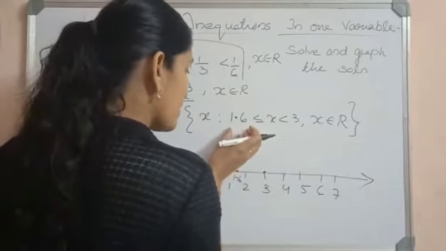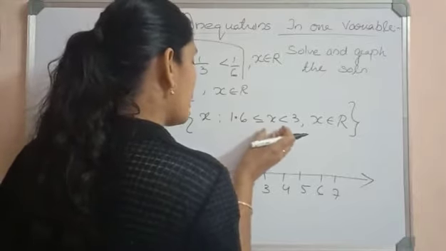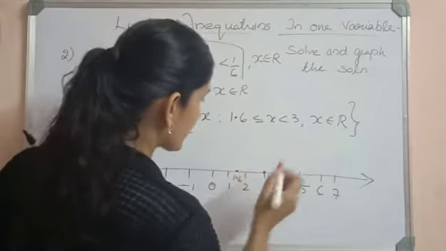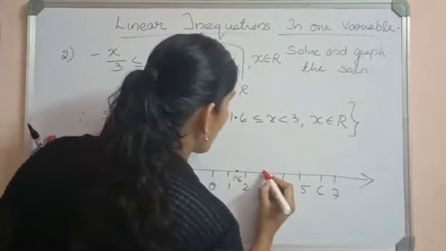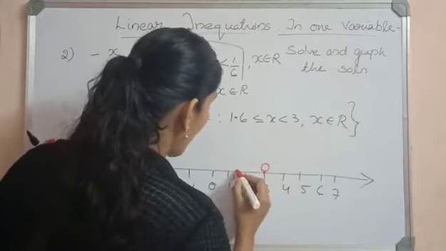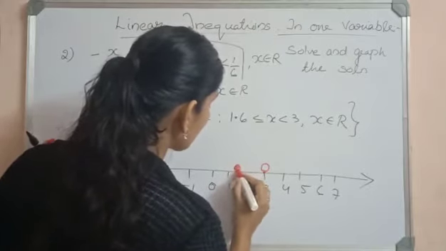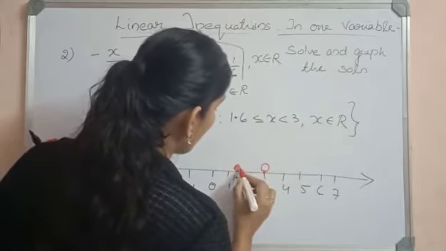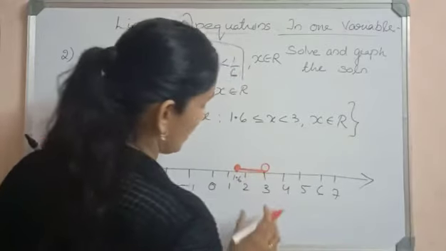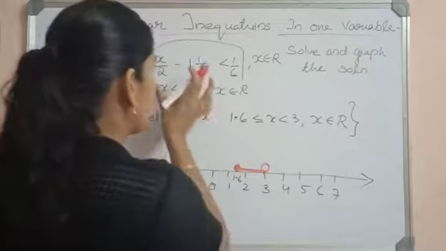Here 1.6 is included since it is less than or equal to. So we need to start our number line from 1.6 to 3, but 3 is not included. So you need to have a hollow circle above 3, and 1.6 has a darkened circle. So your value will be from 1.6 to 3, where 3 is not included. This is your solution set for this particular expression.